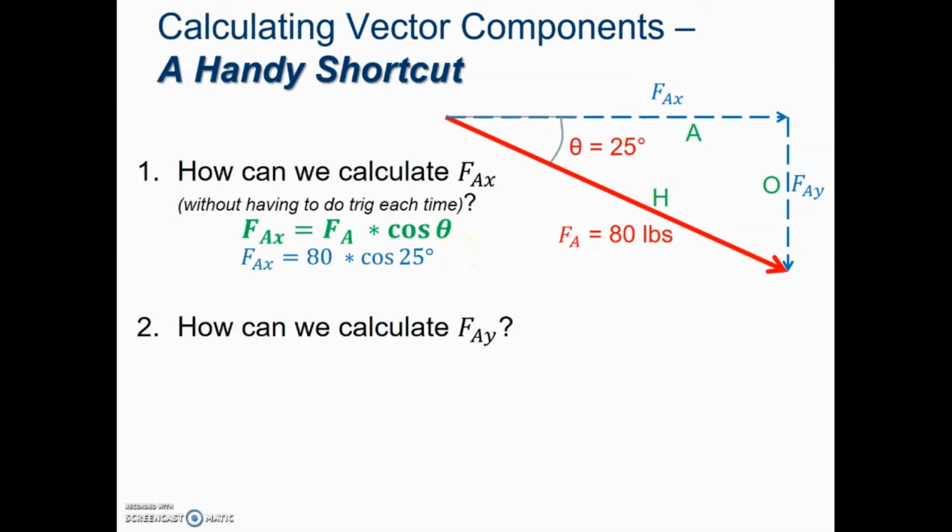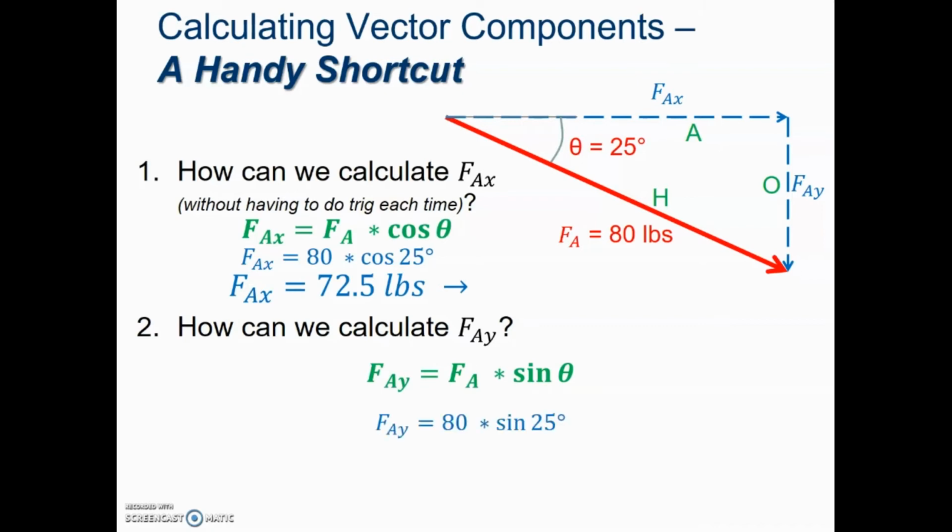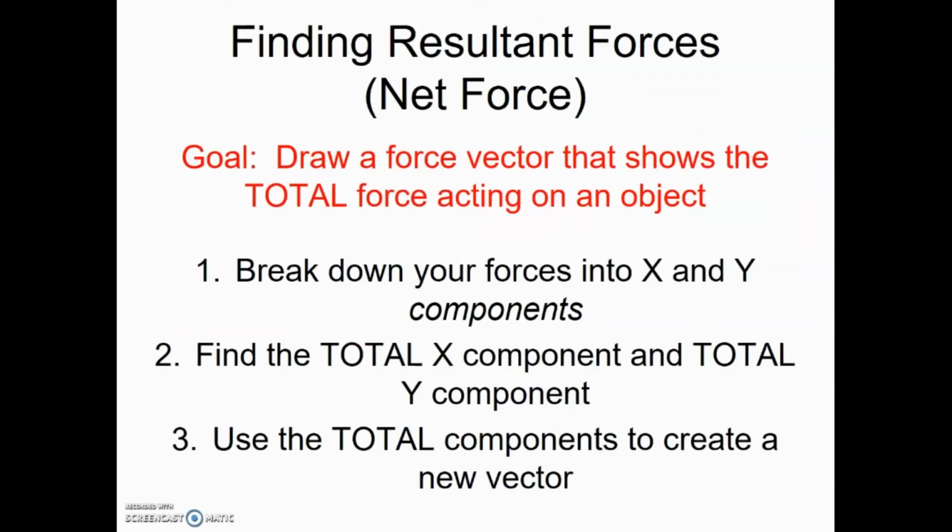If we were to toss in our numbers, we know the magnitude of our applied force, we know our angle, so we have 72.5 pounds going to the right. That is our x portion of our applied force. And we can do the exact same thing for FAY because since it's the opposite side, we're going to be using sine to figure that out. So I could write it as FAY is our applied force times sine, plop in our numbers just like we did before, and we get a value of 33.8 pounds downward. Later on we'll talk about positives and negatives, but we're just going to keep it as rightward and downward for right now. So that's a handy little shortcut that we can use to solve portions of these vectors.